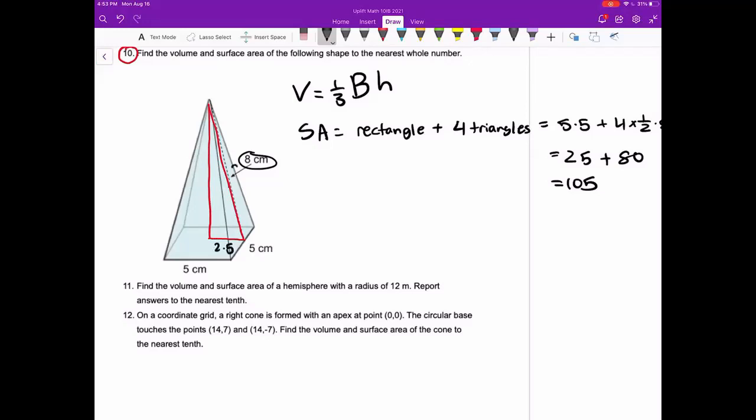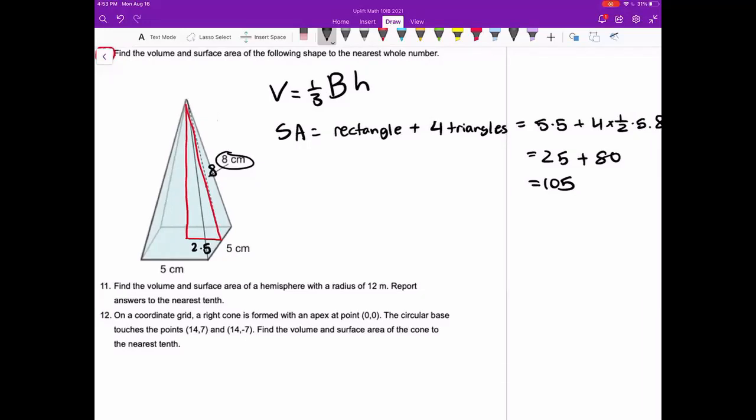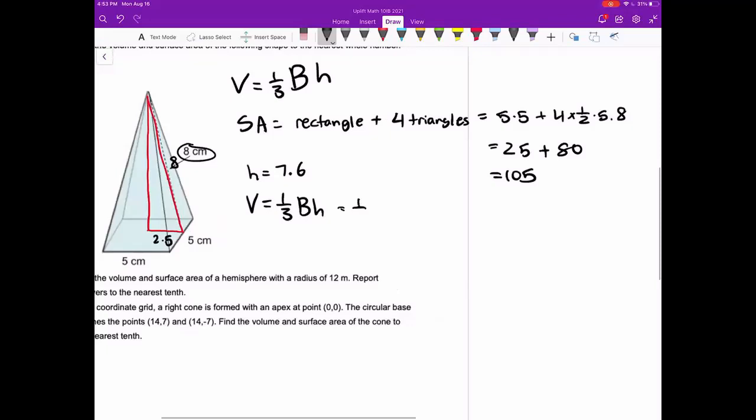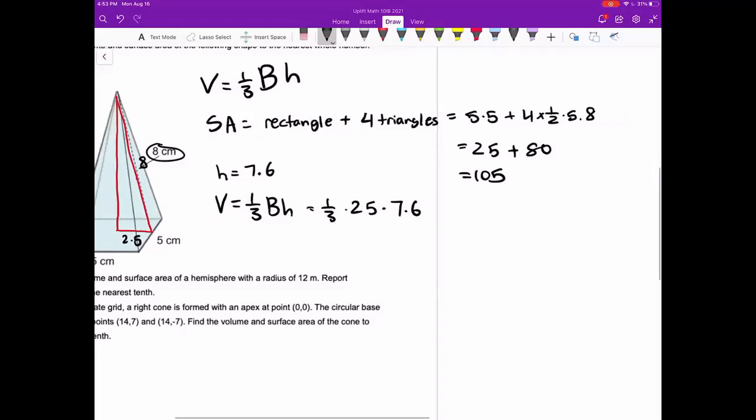So it's 2.5 and 8. So it's 8 squared minus 2.5 squared, and it gives you the height squared. Okay, so let's do that. And that is roughly 7.6. We can round to that. So 1/3 times 25, which is the area of the base, times the 7.6. And that gives us 63.3, which we can just round to 63 centimeters cubed.